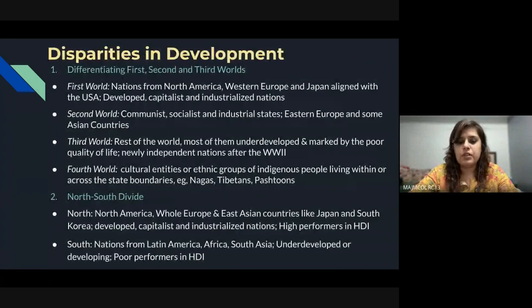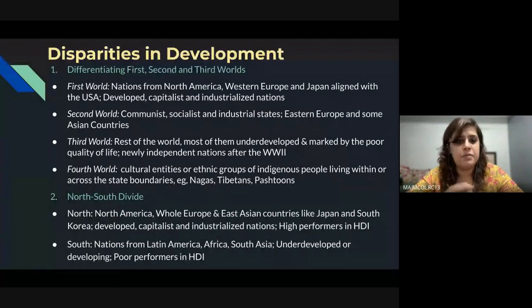But development can be understood from two parameters again. One is the first, second, and third world. Remember when we talked about first, second, and third world and how it came about during the multiplicity paradigm. Now, the first world are nations from North America, Western Europe, and Japan, which were aligned with the US.